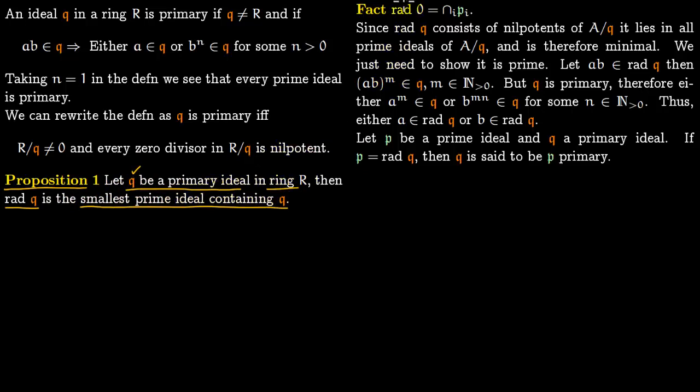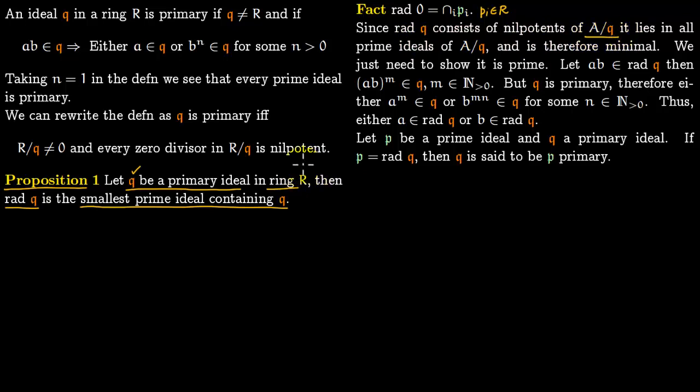So to see this, we are going to use this fact. The radical of 0 is the intersection of all prime ideals in the ring. So this P_i lies in the ring R. This is the nilradical. The nilradical is equal to the intersection of all prime ideals of the ring. Now consider this ring A modulo Q.